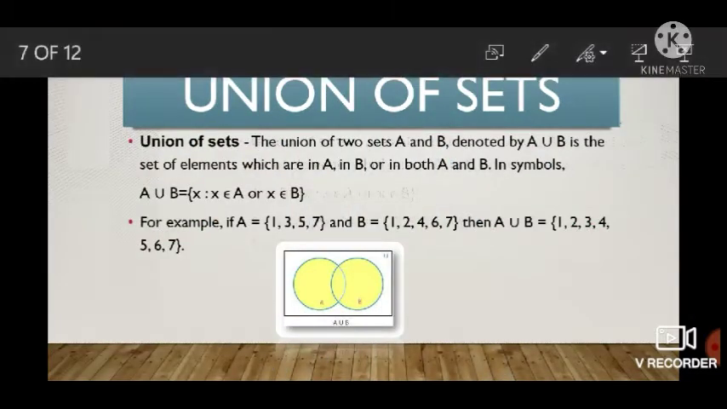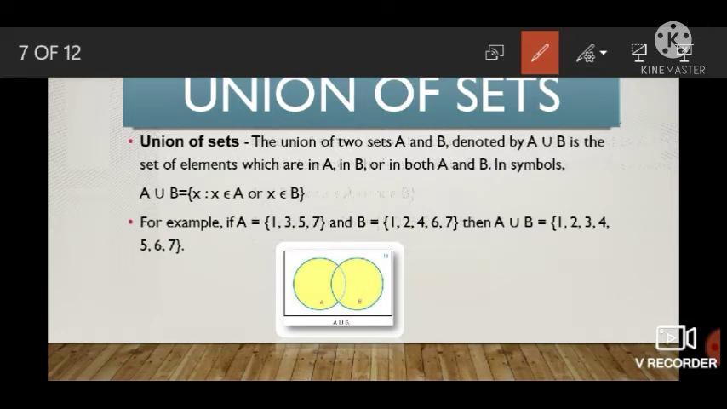Firstly we have the union of sets. I have explained the definition of union of sets briefly before, and now we will discuss it in detail. The union of two sets A and B, denoted by A union B, is the set of all elements which are in A, B, or both A and B. In set builder form, A union B is equal to {X : X belongs to A or X belongs to B}. So union is basically represented by or.